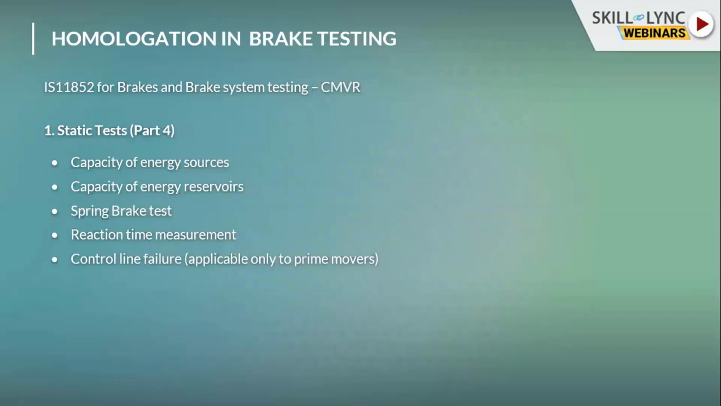Then comes the reaction time measurement, which is nothing but the response time of a vehicle. This plays a very important role when it comes to the efficiency of a braking system.